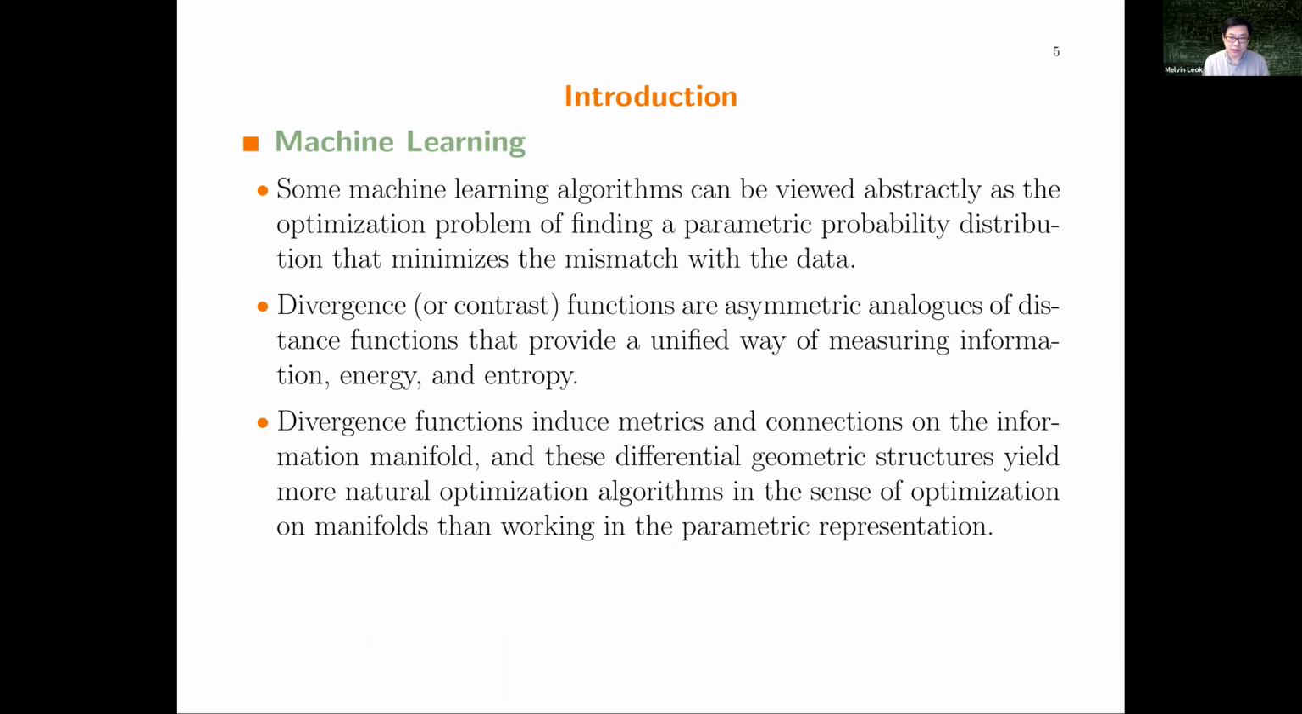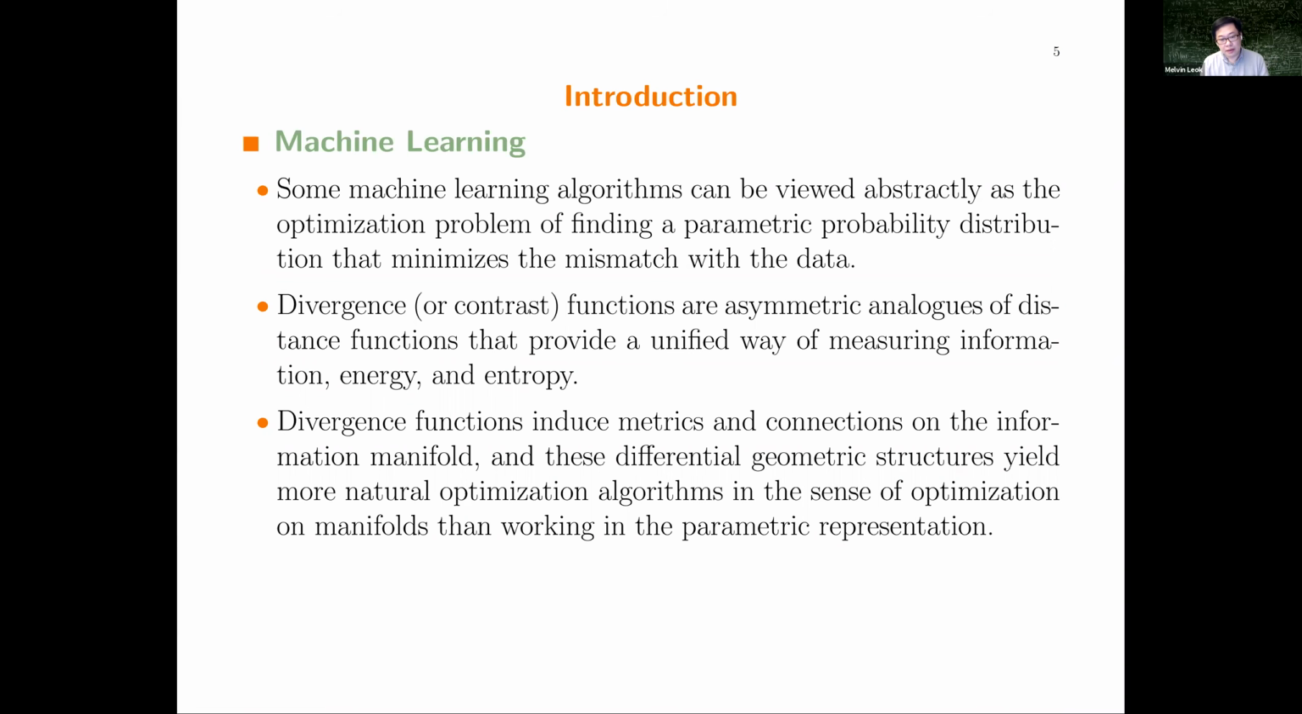So one way to think of certain classes of learning algorithms is as optimization problems, where you're trying to find, in some sense, a distinguished element of this space of probability distributions that represents your knowledge of the system. So you have a candidate probability distribution, and you want that to give you predictions which minimize the mismatch with the data which you're given. One way to measure that mismatch is with what are called divergence or contrast functions. You can think of them as distance functions which are in some sense asymmetric. So the divergence of A comma B is not necessarily equal to the divergence of B comma A, for example.